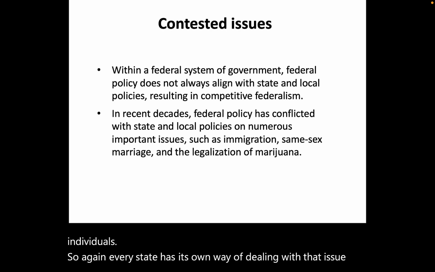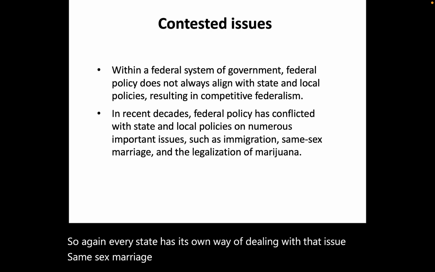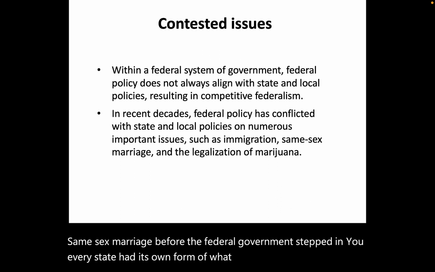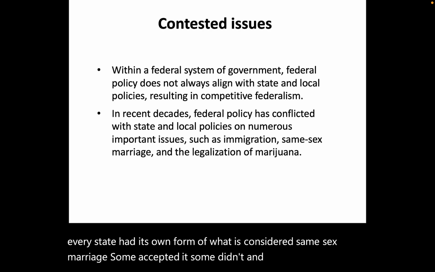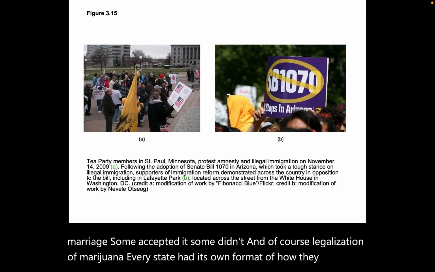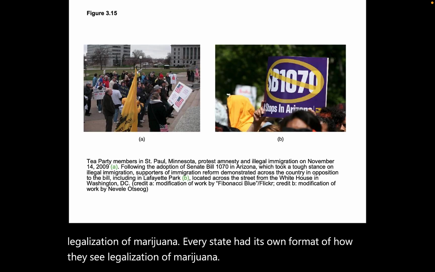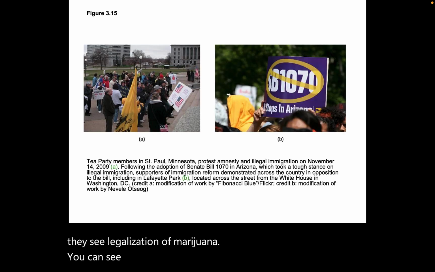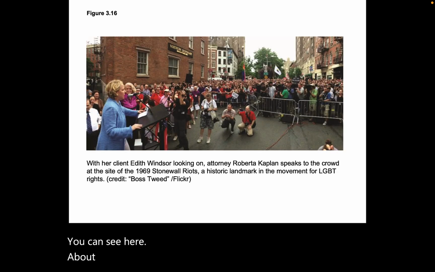Same-sex marriage. Before the federal government stepped in, every state had its own form of what is considered same-sex marriage. Some accepted it, some didn't. And of course, legalization of marijuana. Every state had its own format of how they see legalization of marijuana. So you can see here about immigration.